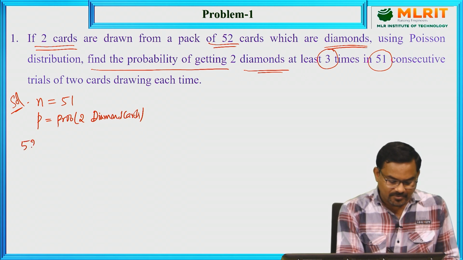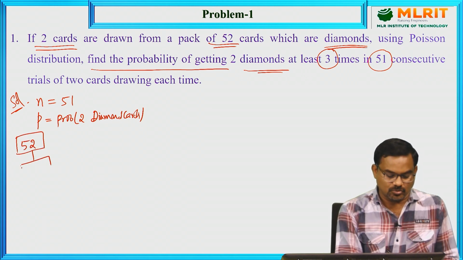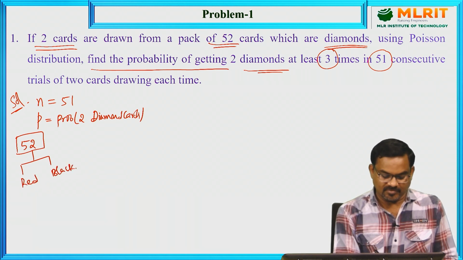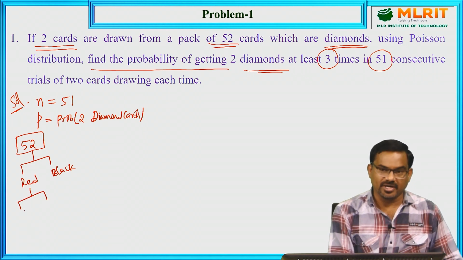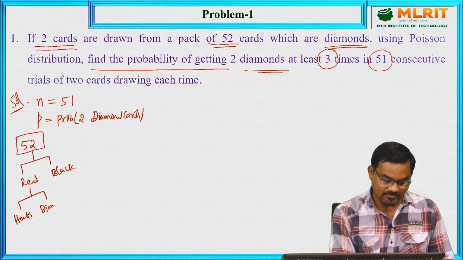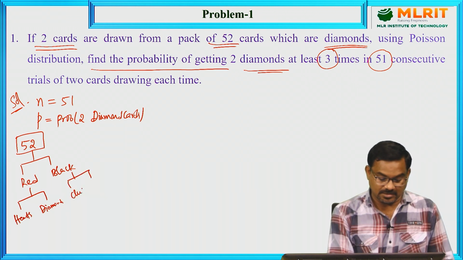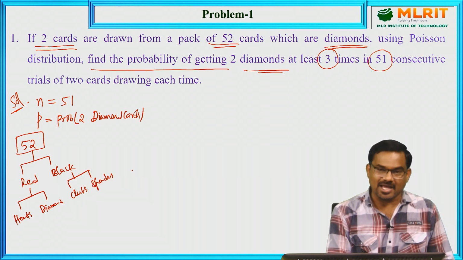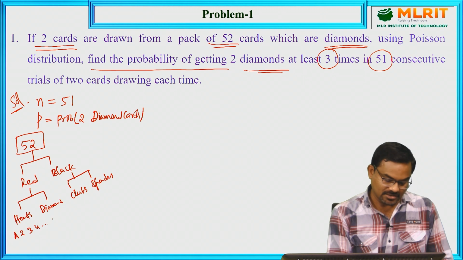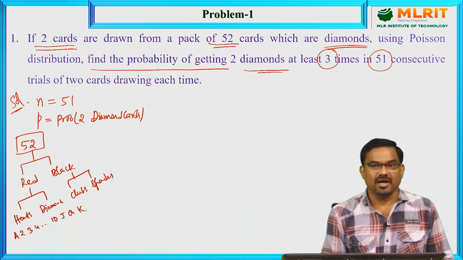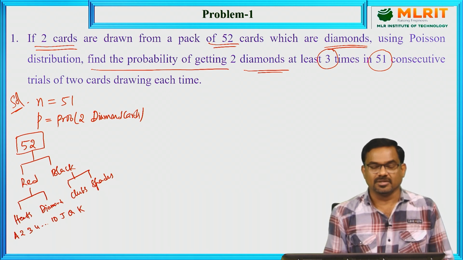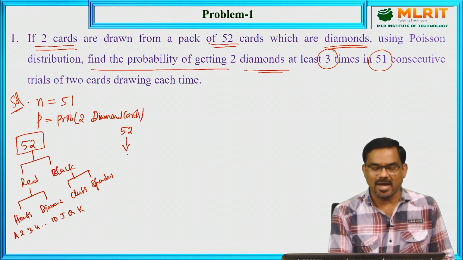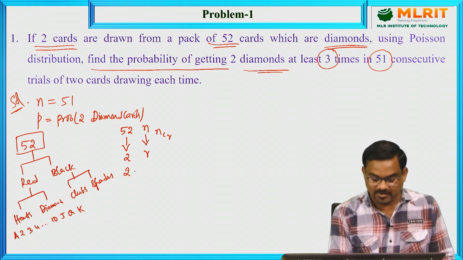So in a pack of 52 cards, we know that there are two colors, red and black, and in each color there are two types. So here hearts and diamonds, in black clubs and spades. In each type there will be 13 cards starting from A, 2, 3, 4 and so on, 10, J, Q, K. And here two cards are drawn from a pack of 52 cards. So in how many ways can two cards be drawn from a pack of 52 cards? Out of n objects, we are selecting r objects in nCr ways. So two cards can be drawn from 52 in 52C2 ways.